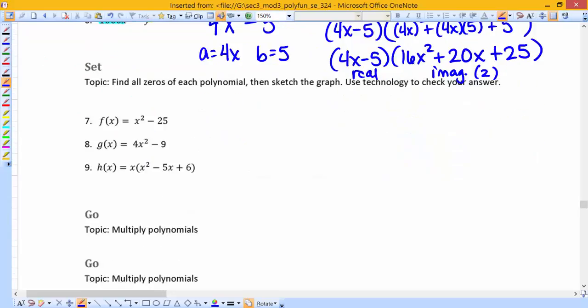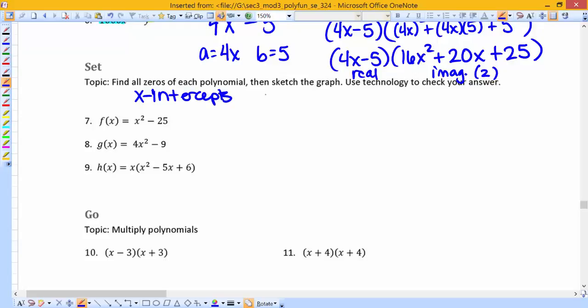Okay, let's look at this set. Very short, very simple problems. Find all zeros of each polynomial, then sketch the graph. When you are going through, this is like what we did in the classwork today. To find the zeros, that's your x-intercepts. Okay, find all the zeros. That's x-intercepts. So your first step is you're going to factor. Your second step would be when you have to change the signs.